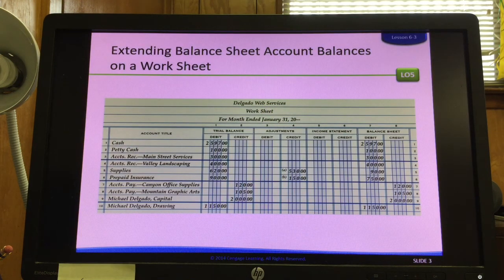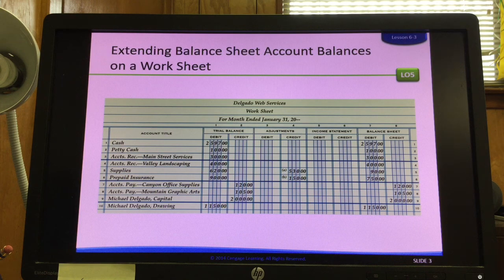So what we're going to do first is slide cash over, slide petty cash over, slide accounts receivable over. And then for our supplies and prepaid insurance, we're going to recalculate the adjustment. It's a debit with a credit adjustment, so they'll be subtracted. So that's how we get the 90. Same with the prepaid insurance. It's a debit with a credit adjustment, so they'll be subtracted, and we'll get 75.